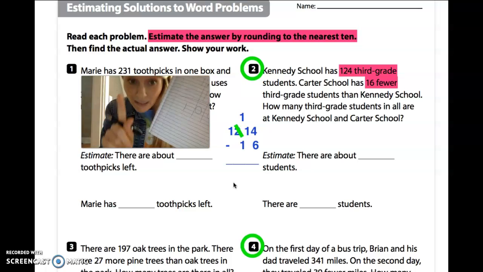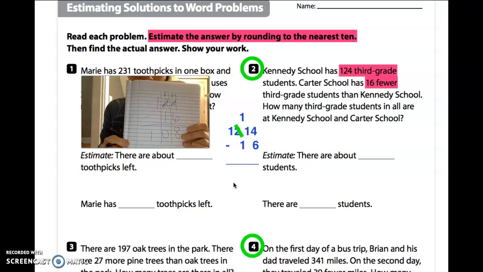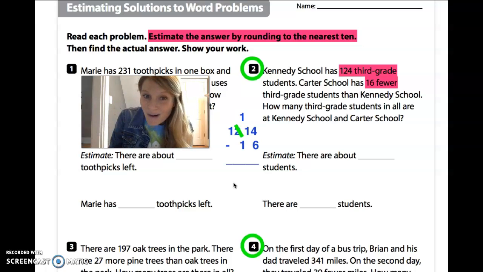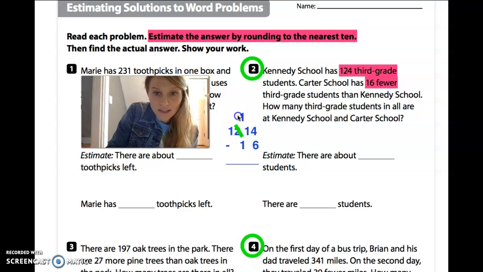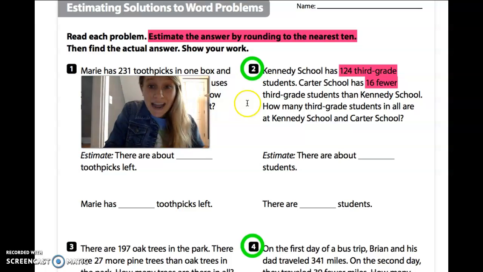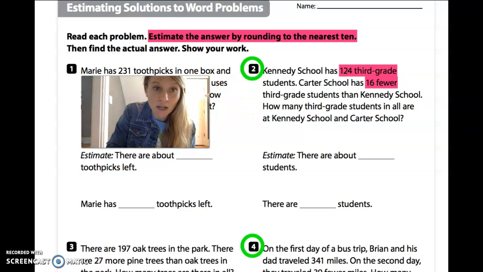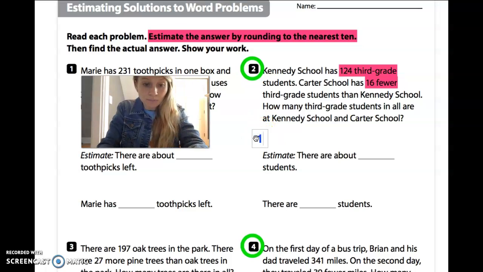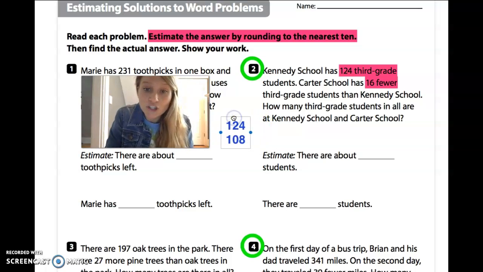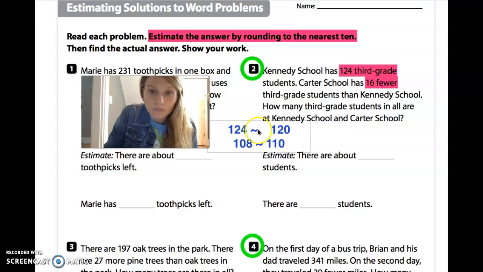So that's not the answer. That's not the answer because Kennedy has 124 students. Now I know that Carter has 108 students. So instead of all this stuff here, I'm just going to delete all this box so I can start fresh. It's in my notebook here. Now I know that Kennedy has 124, and I know that Carter has 108 students, okay? But the question is, how many students about?